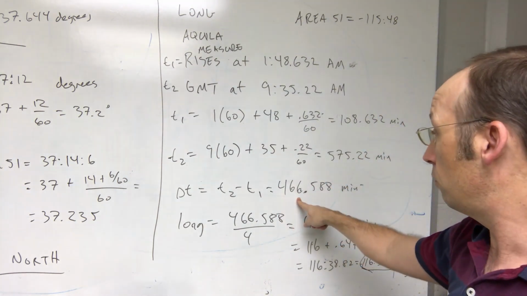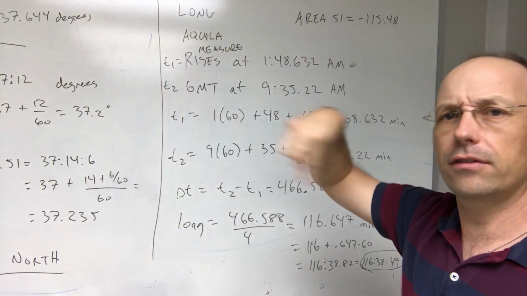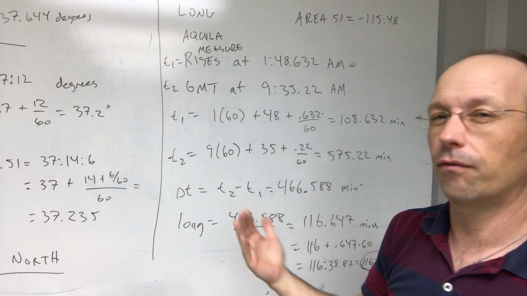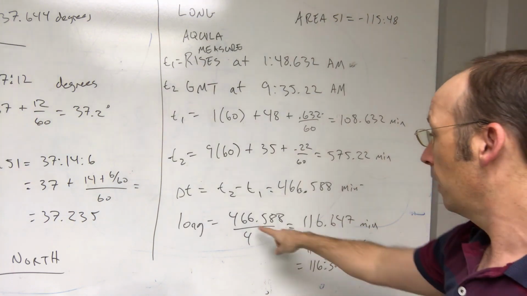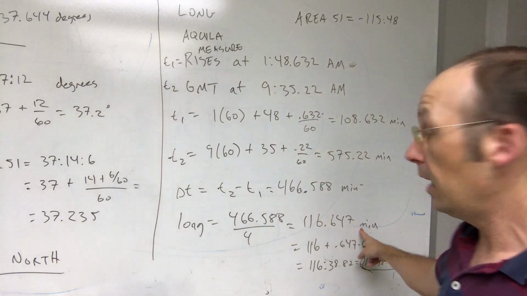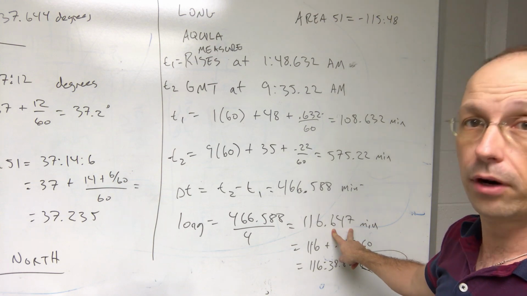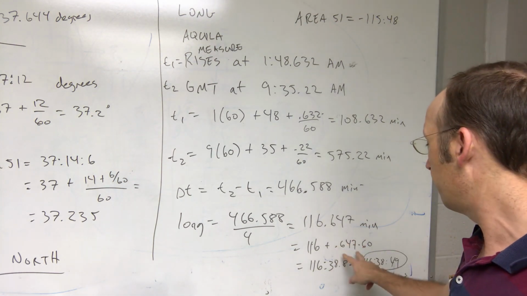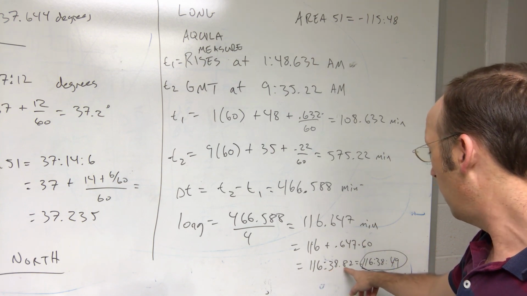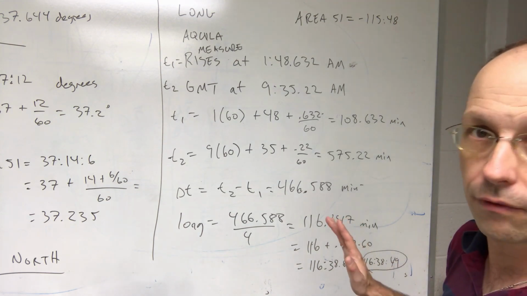I need to convert that to degrees by dividing this by 4, actually, because it's a time difference. There's 360 degrees around the world, but there's only 24 hours. So it's a conversion from time to angle measurement. So I take that minutes, divide by 4, I get 116.647. Now I can take that 0.64, convert that decimal degree into minutes, and I multiply it by 60, and I get 116 degrees 38.82 minutes, or you could do that as 49 seconds if you want to convert that again.